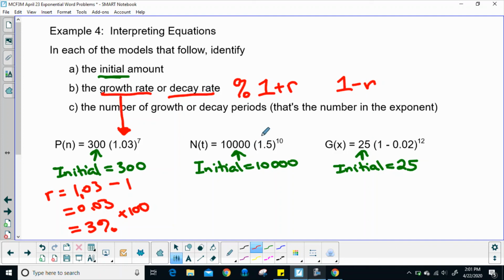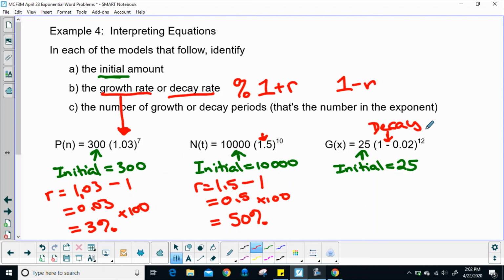Let's look at this one. In here, R is going to be equal to 1.5 minus 1, so 0.5. Turn that into a percent by multiplying by 100. So my growth rate here is going to be 50%. And let's look at the last one. Notice how I've now got a minus sign in here, so that means I'm going to have a decay. I don't even have to subtract anything because it's already separated for me. So in this case, my rate is going to be 0.02, or a decrease of 2%.